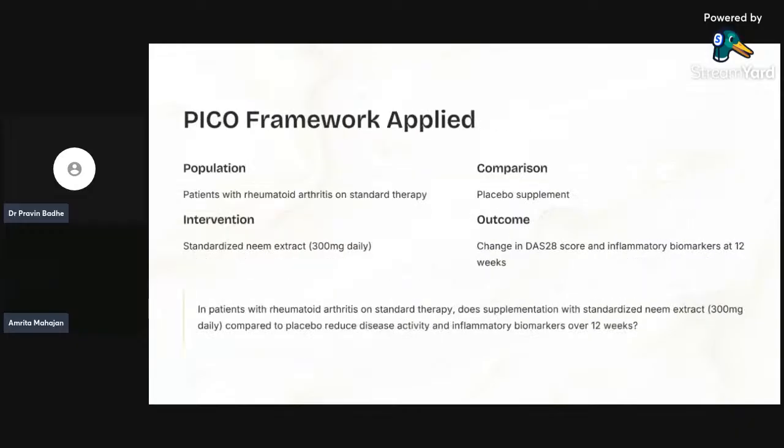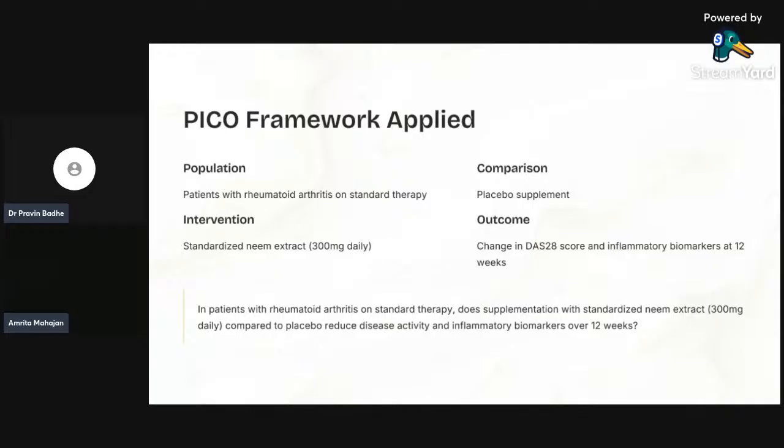The next is the PICO framework application that I have already mentioned, population, comparison and so on. Always try to apply this framework whenever you are searching for something. For example, in patients with rheumatoid arthritis on standard therapy, does supplementation with standardized neem extract at this mg dose, compared to placebo, actually reduce disease activity and inflammatory biomarkers over 12 weeks?